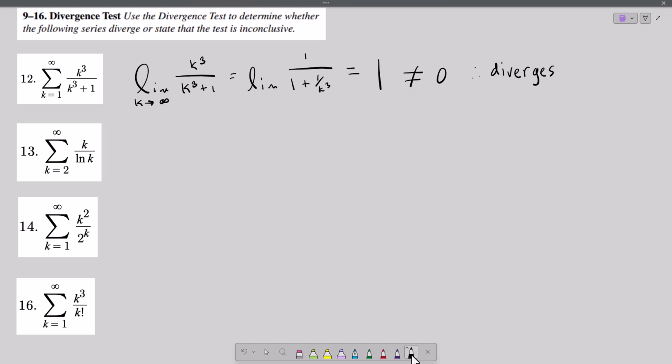All right, let's take our 10-minute break, and then we'll look a little bit more at the divergence test.